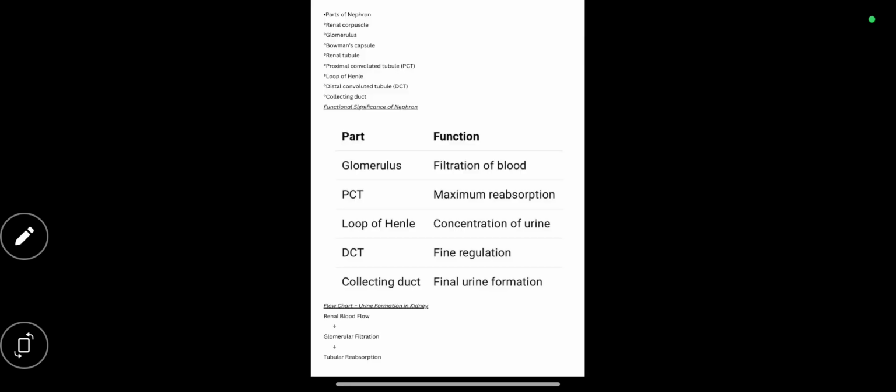The kidney, as you know, is a paired bean-shaped organ located retroperitoneally, and each kidney has a cortex, medulla, and renal pelvis. The nephron is the structural and functional unit of the kidney. Each kidney contains about 1 to 1.2 million nephrons. Parts of the nephron: renal corpuscle, glomerulus, Bowman's capsule, renal tubule, the proximal convoluted tubule, loop of Henle, distal convoluted tubule, and the collecting duct. So here are their functions also.